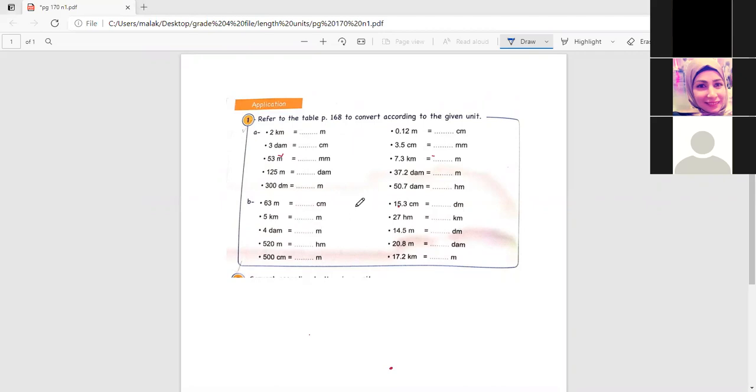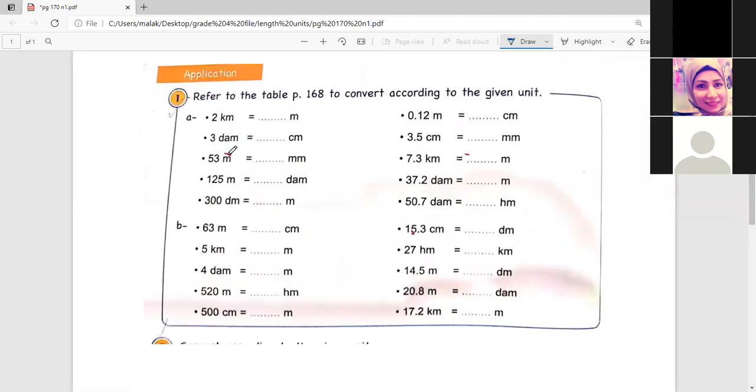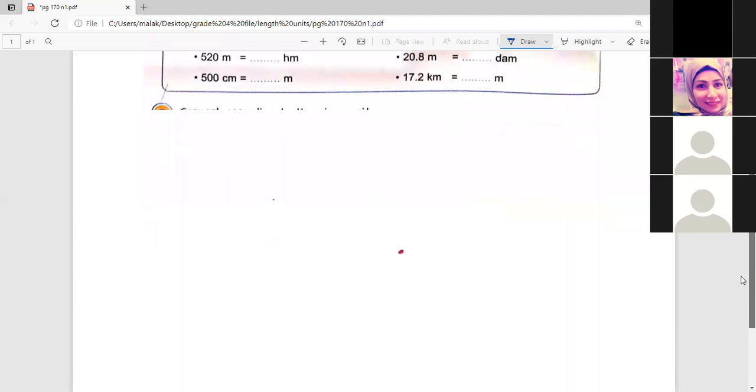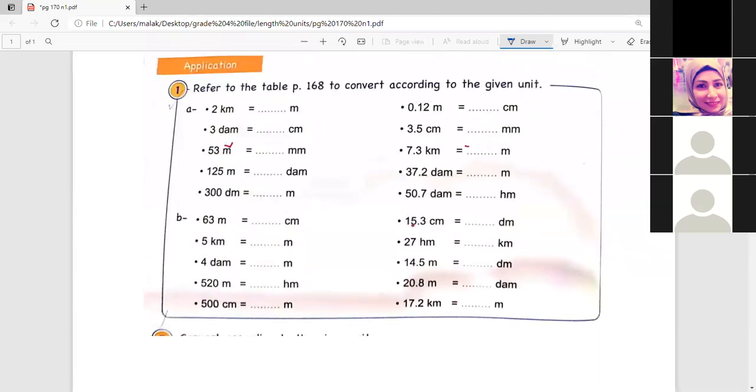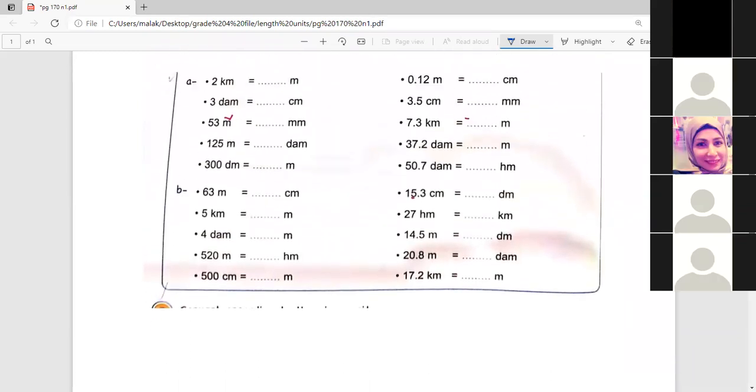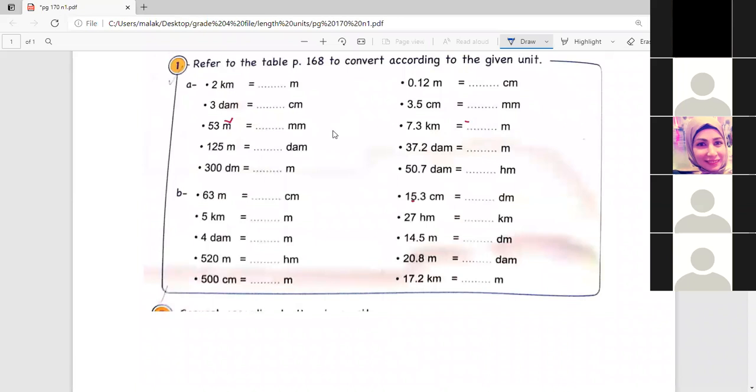Let's start. Page 170, number one. We will start with part A, then we will correct part B, okay? I already did part A, not all of it. We only have three, we didn't do them. We only have four. I will repeat part A, all of it, okay?